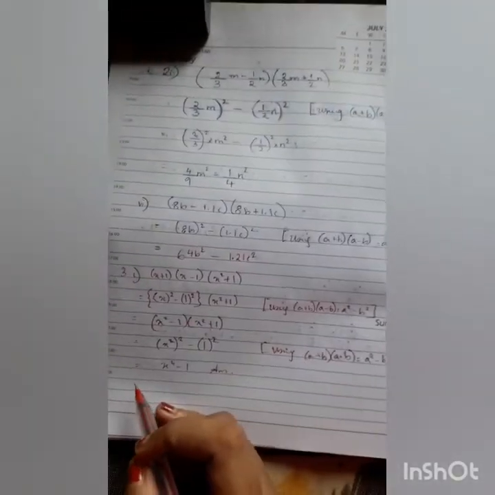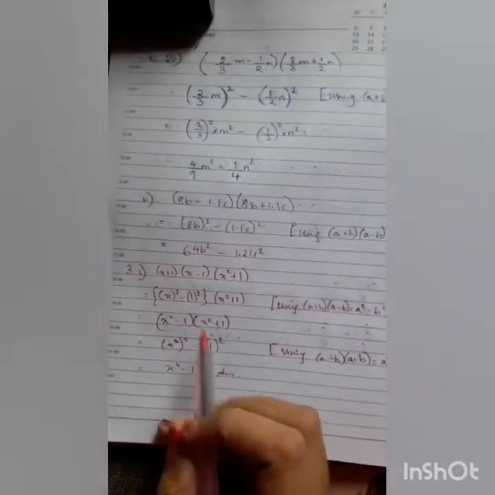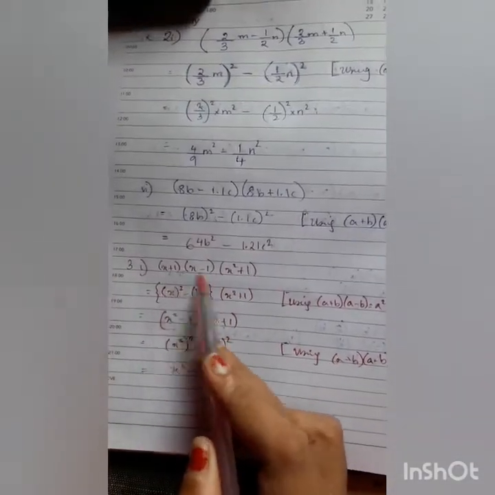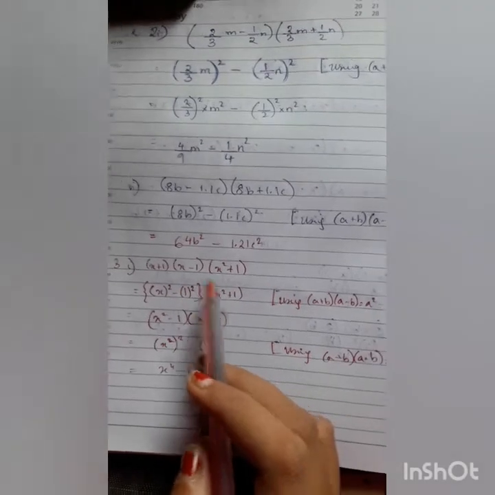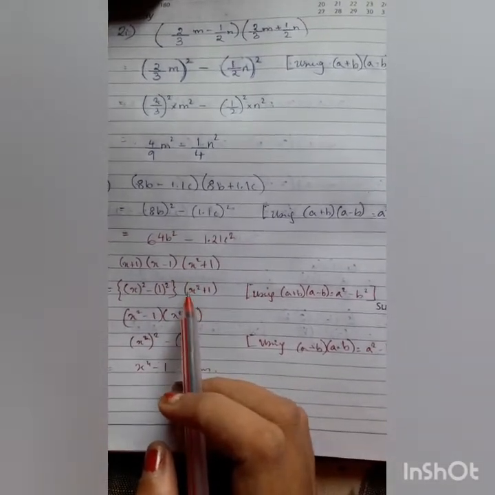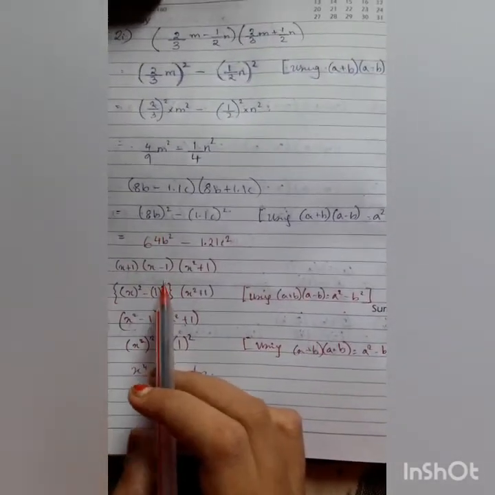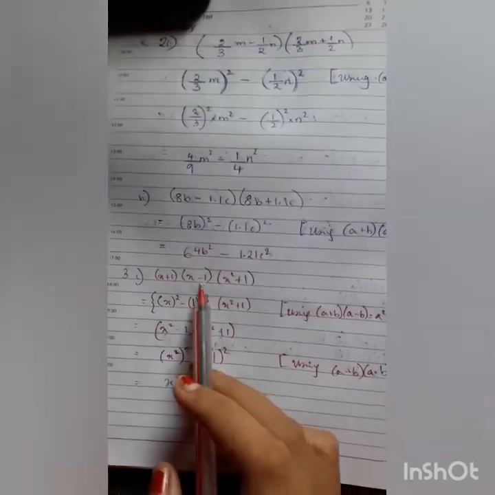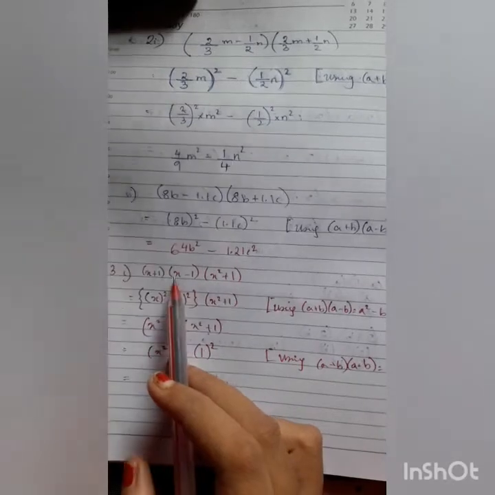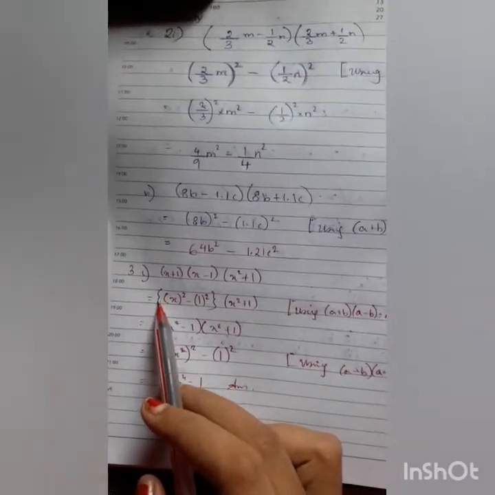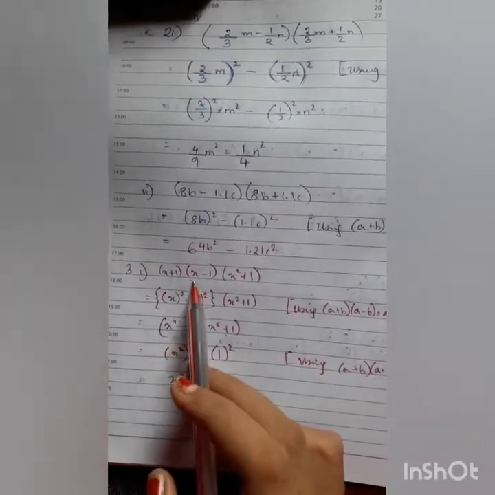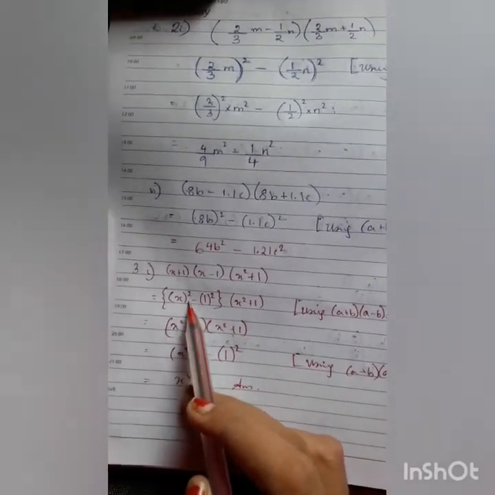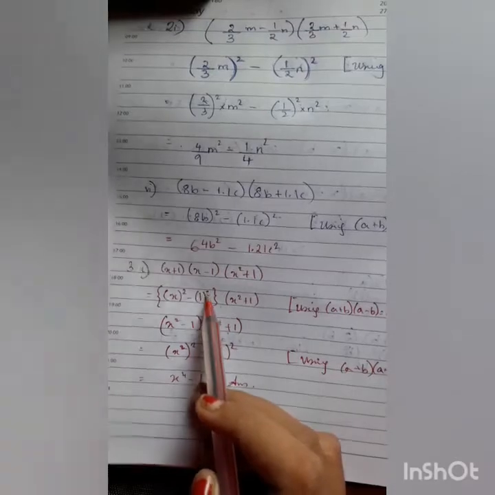Next, moving on to question number 3 part 1. Here 3 terms are given. You have to first check on which two the formula (a plus b) into (a minus b) equal to a square minus b square can be applied. See, on these two I can apply a square minus b square. So putting a second bracket, (x plus 1) into (x minus 1) can be written as x square, that is first term square, minus second term square.